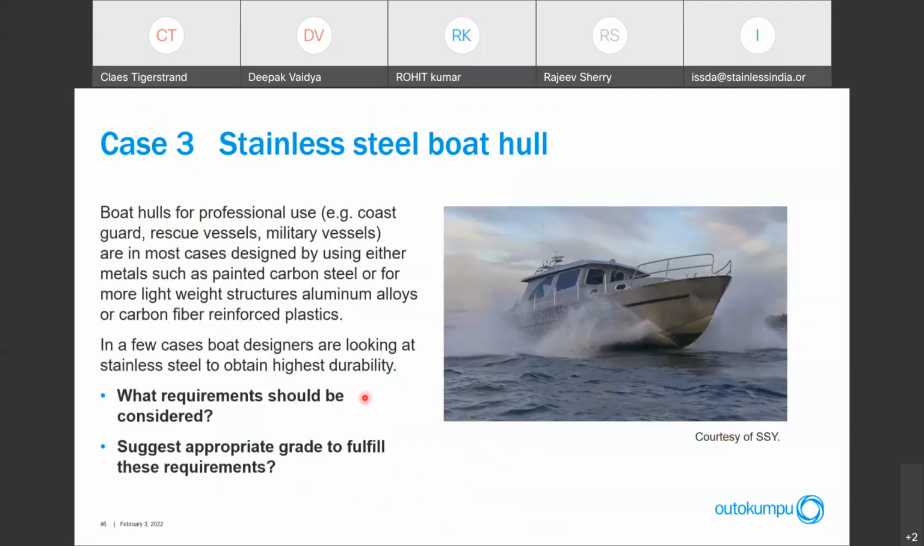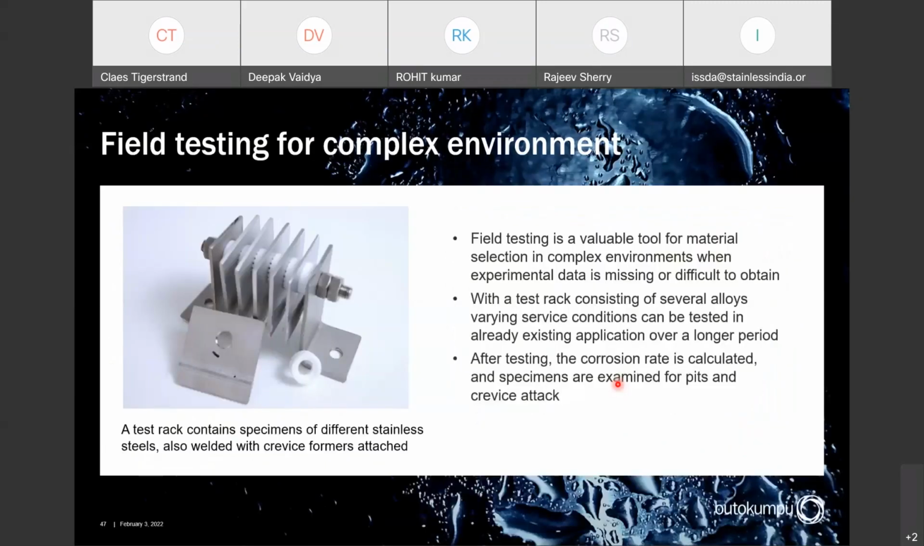So if we're looking at the material selection, for high strength, yes, use duplex. To resist seawater, you need to go for super duplex in this case, and that is exactly what this company has done for their first prototype of this type of vessel.